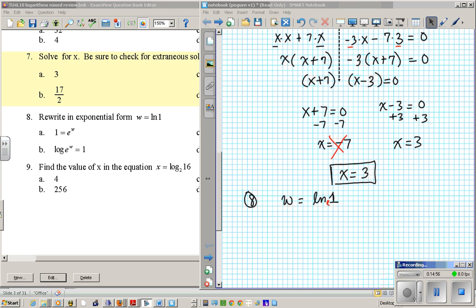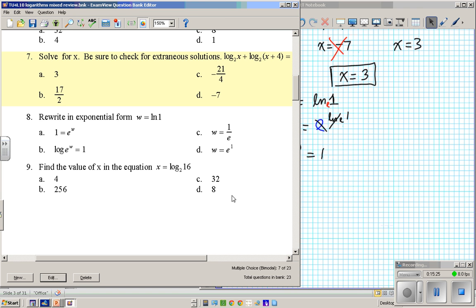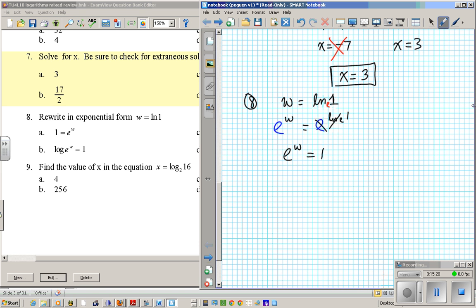Alright, so we're going to put the big E on both sides. Put a big E on the left and a big E on the right. E to the w equals e to the ln of 1. Both sides exponentiated. So on the left side, the e and the ln are inverses, so they cancel out. So you're going to end up with e to the w equals 1. Okay? E to the w equals 1. So your answer is A. Alright, now let's move on to the next one, number 9.